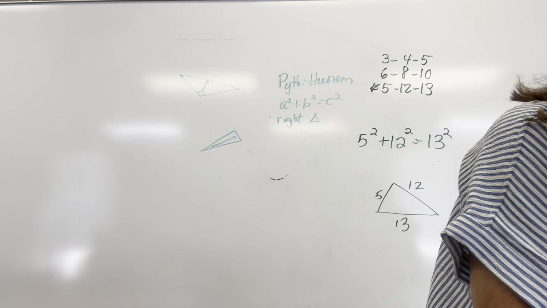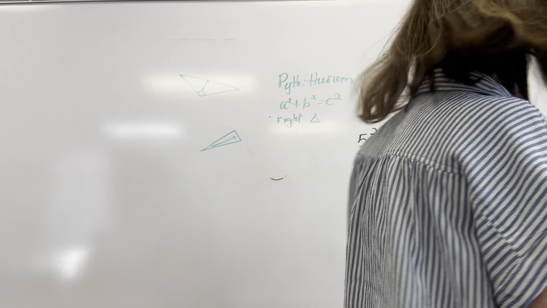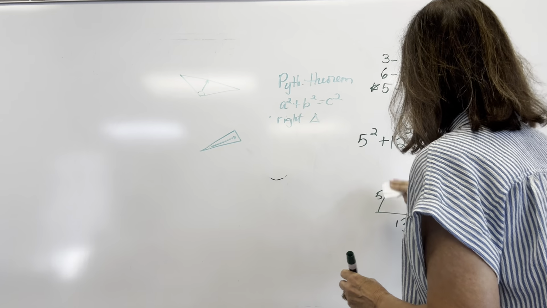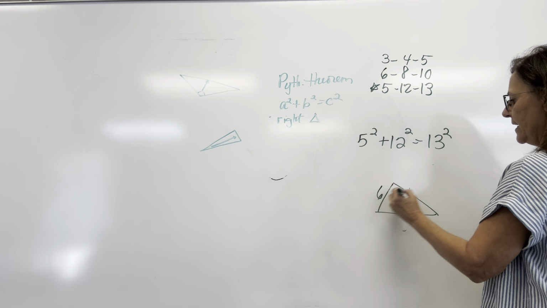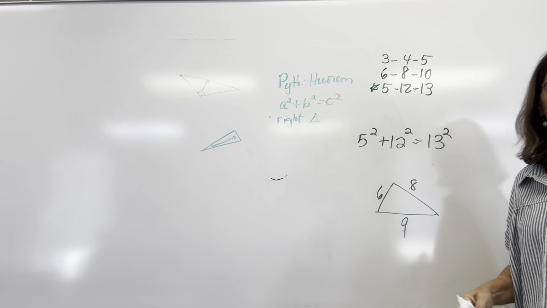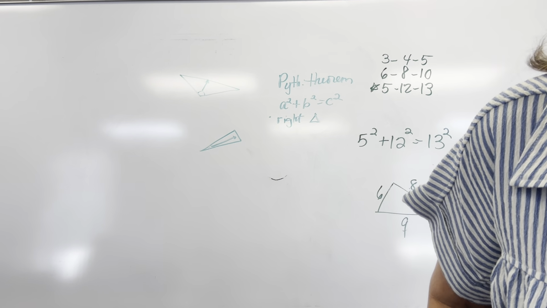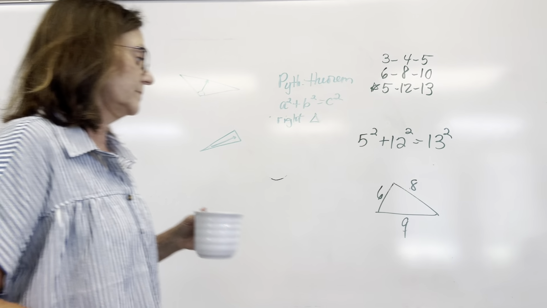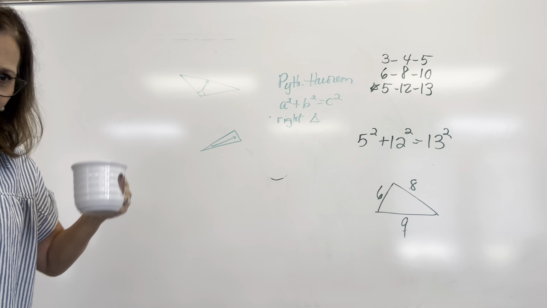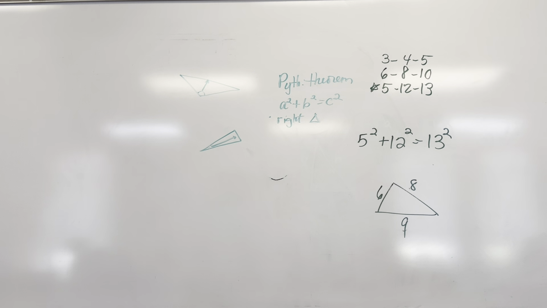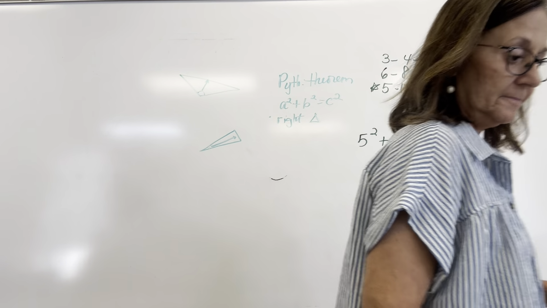Now, what about number 1? Is that 6, 8, 9? Let's see if 6, 8, 9 works. Is that a right triangle? Y'all tell me. Do the calculations. Does it work? It doesn't work, does it? All right. So that is not a right triangle.